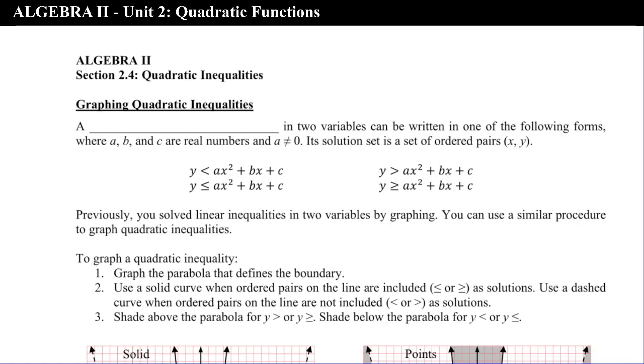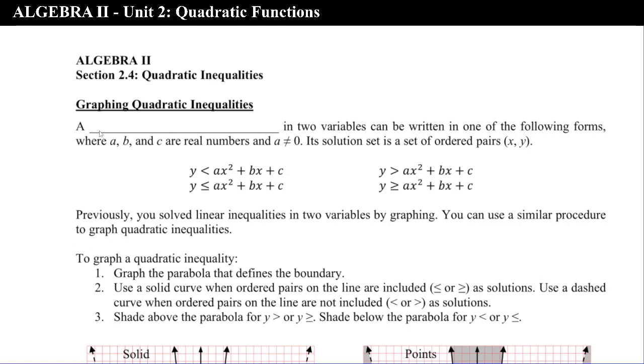Hello and welcome to section 2.4, Quadratic Inequalities. This is going to be the section that wraps up this unit that we have on quadratic functions and an overview of quadratics. So really in this last section of the unit, we're just going to be talking a little bit about things that we've done, but we're going to put a few things together.